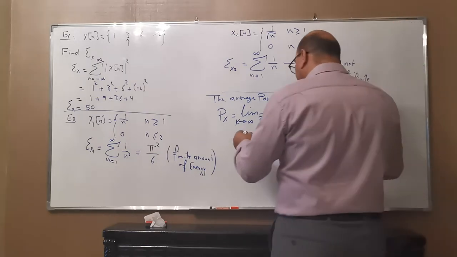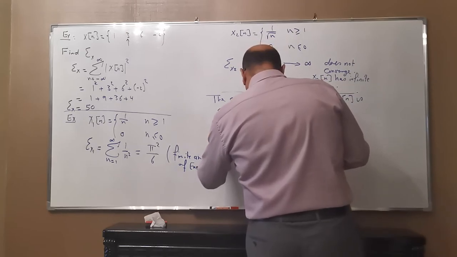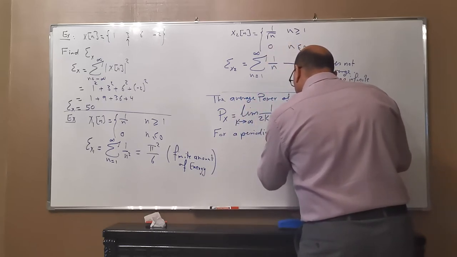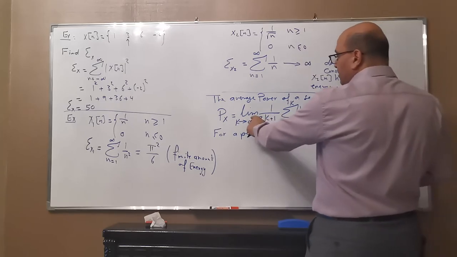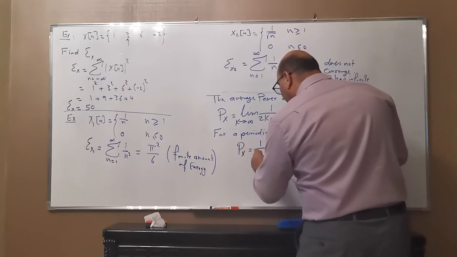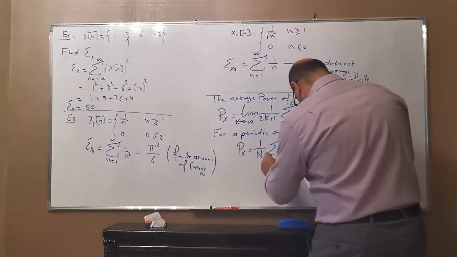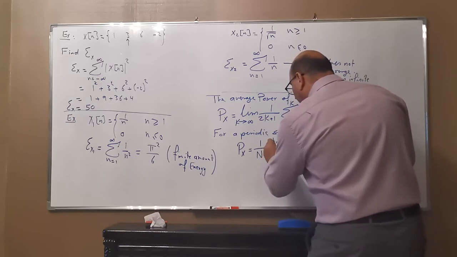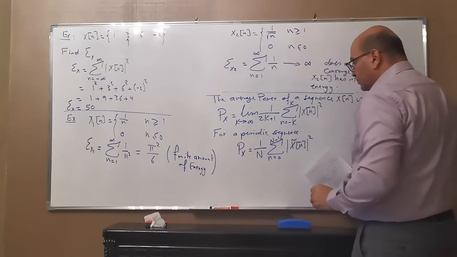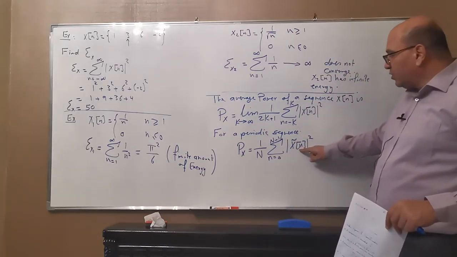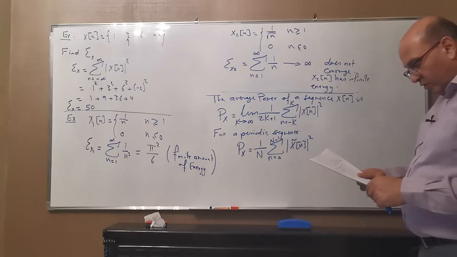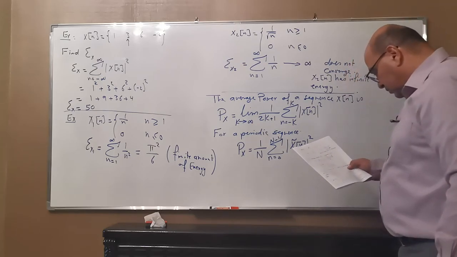Okay. For a periodic sequence, you don't have to take this in the limit. We can find P sub x for the periodic sequence over one period, as 1 over N times the summation from n equals 0 up to N minus 1 of the magnitude of x tilde of n squared. So you find the total amount of energy in one period, divided by the number of samples, and you get the average power of a periodic sequence x of n. Okay.